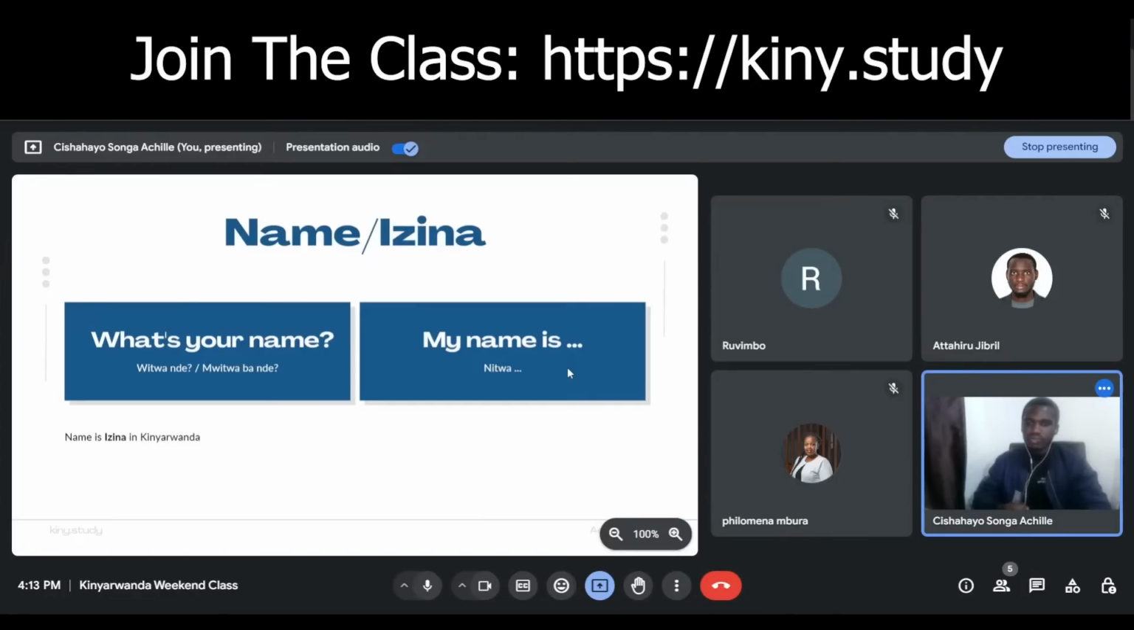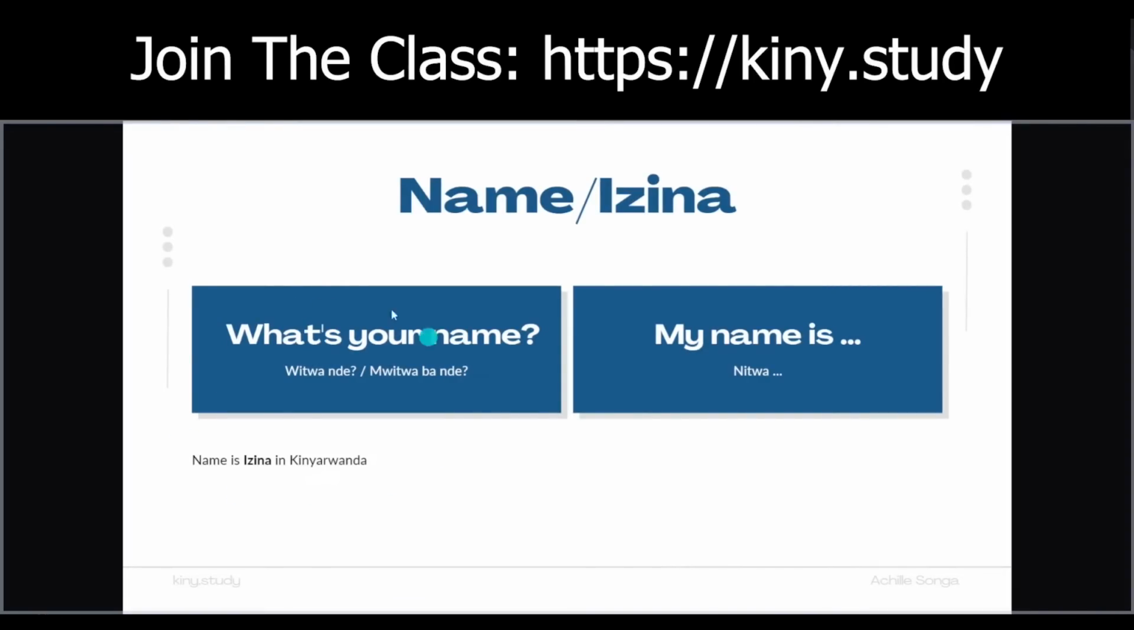This is how we talk about our names, when you want to tell people your name or when you want to ask someone their name. This is to ask, and this is to reply. If you want to ask people what their name is, you say "What's your name, Witwande?" and if you want to say what your name is, you say "My name is." Here I added this translation: name is izina in Kinyarwanda.